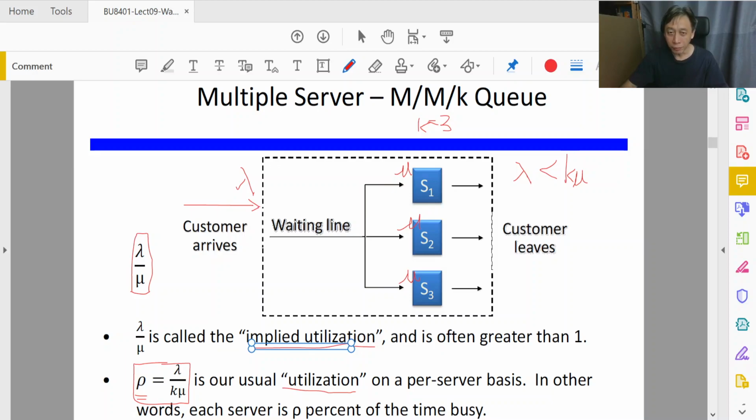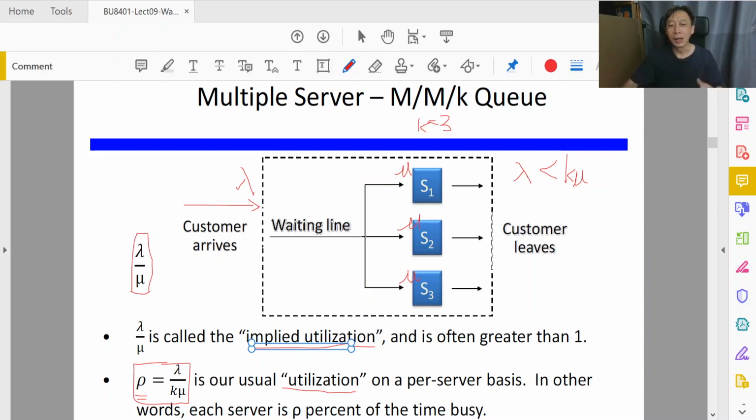And what implied means is, should any two of them, that is, all the servers go down except one. Should all servers go down except one operating, and the arrival rate continues to be lambda, you're now not served by k mu capacity, but you are served by just mu capacity. How serious will the situation be?